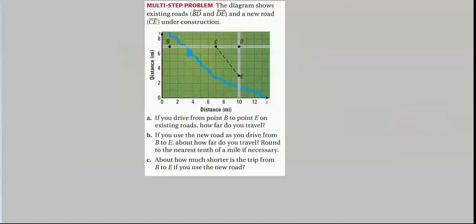And here's another nice problem which illustrates the advantages of cutting corners. What we have here is existing roads, run this way, and then we have a road under construction that cuts across like this. Of course, the first question is, if we use the existing roads to go from B to E, how far do we travel? Well, that shouldn't be too hard to figure out.